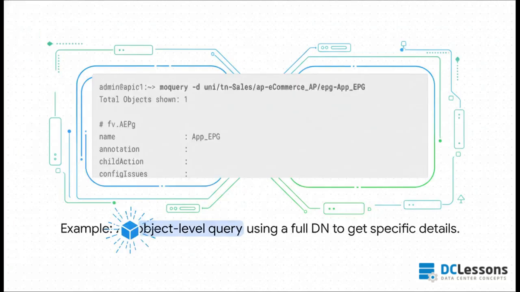Now check this out. This is a much more targeted query. We're using the -d flag and giving it the full DN of one specific EPG. The result? You get a full printout of every single property for that object and its current value. This is so useful for checking the state of a config right from the CLI, especially when you're troubleshooting.